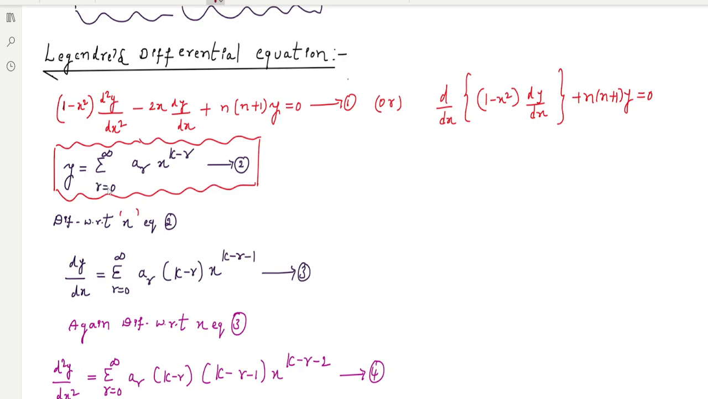Let us assume that the solution of equation number one is y equal to summation r equal to 0 to infinity a r x power k minus r. So we need to substitute this y value here first, and then differentiate with respect to x, equation number 2. Then you will get the dy by dx value. Substitute that value here. Then again differentiate with respect to x, equation number 3, you will get d square y by dx square, then substitute that value here.